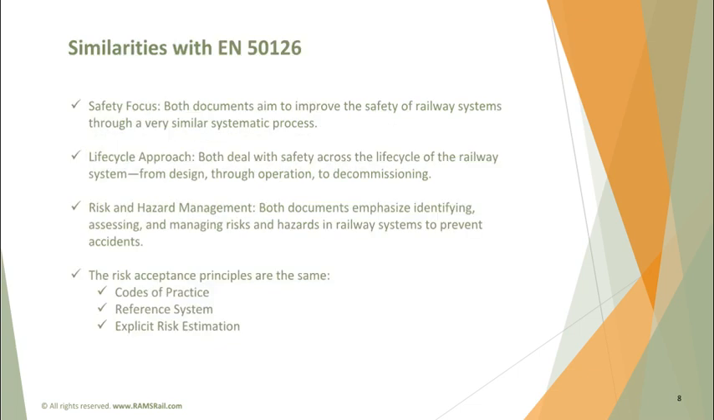Similarities with EN 50126. Both documents aim to improve the safety of railway systems through a very similar systematic process. Both deal with safety across the life cycle of the railway system, from design, through operation, to decommissioning. They both emphasize identifying, assessing, and managing risks and hazards in railway systems to prevent accidents. The risk acceptance principles are the same: codes of practice, reference system, and explicit risk estimation.